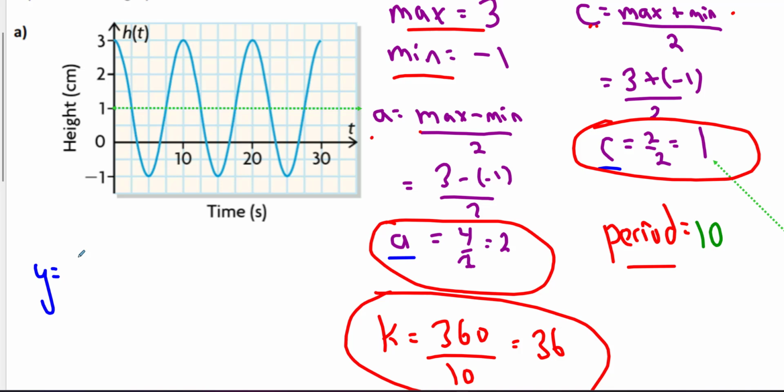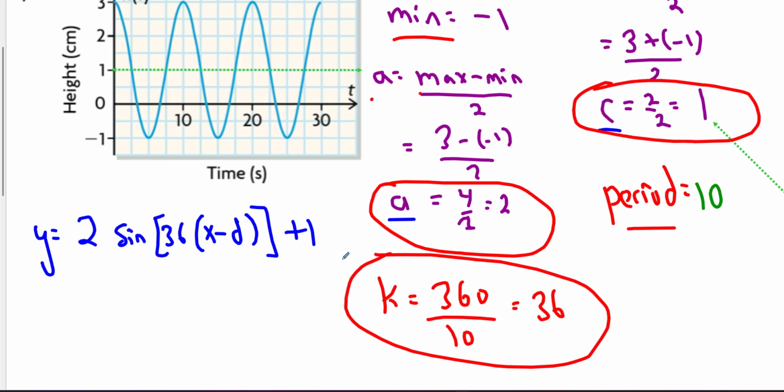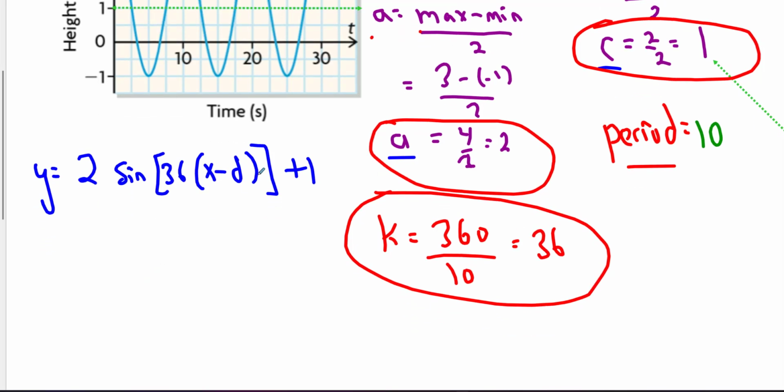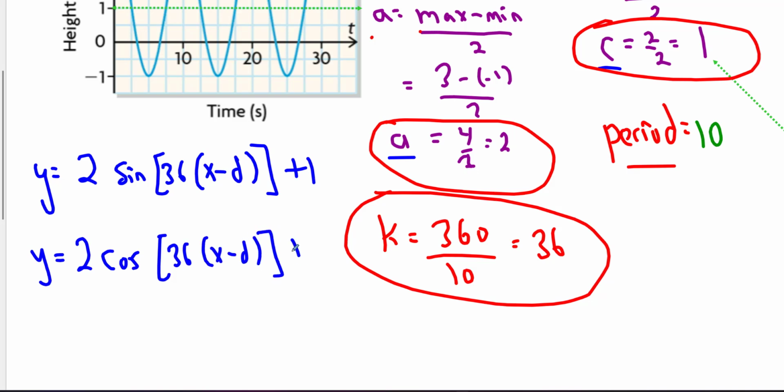So if I'm writing it in terms of sine x, my a value is 2 sine, my k value is 36, bracket x minus d, and then my c value is plus 1. So this is my equation. The only thing missing is the d value. Or my equation can be y equals 2 cos bracket 36 x minus d plus 1. Both of these can be my equations.